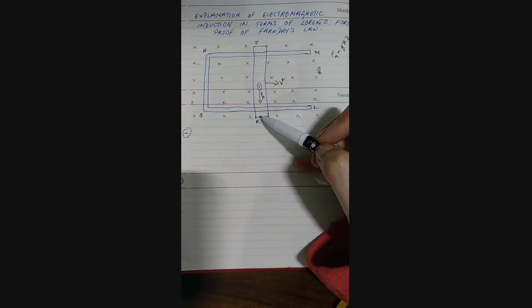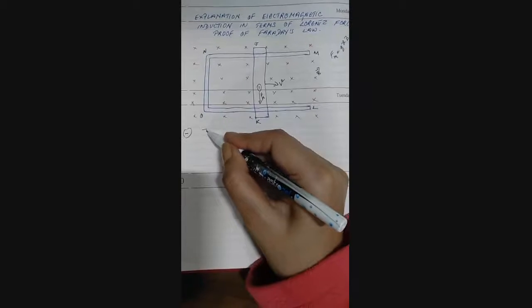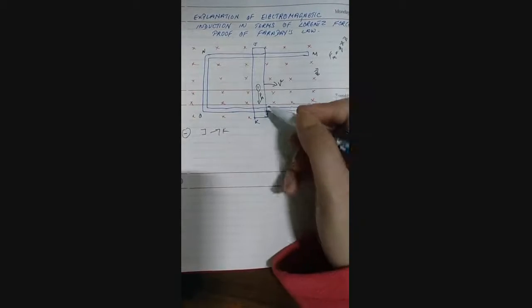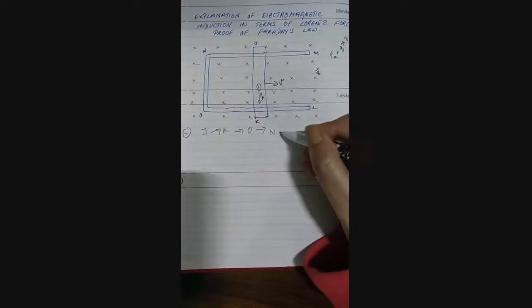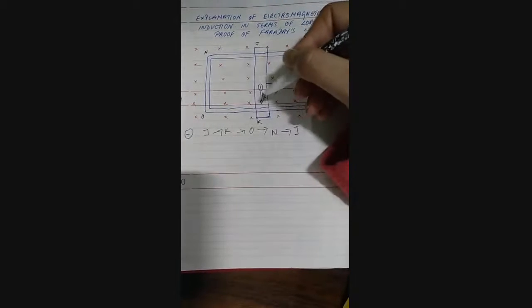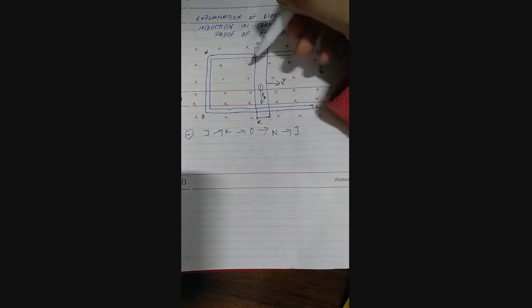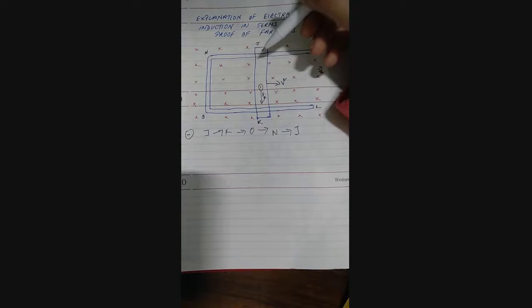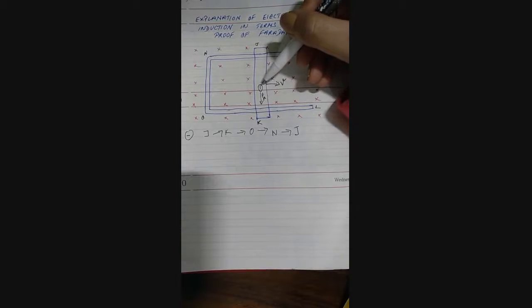Because this is a closed loop, the electrons will not only move around this rod, they will move from this point K to O. So electrons will move from J to K, from K to O, from O to N, and from N again back to J. That will be the direction of the flow of electrons. Thus an electric current is established. We know that if electrons are moving, electric current will be established, but the direction of the current will be opposite to that of the electrons. That is the rule.